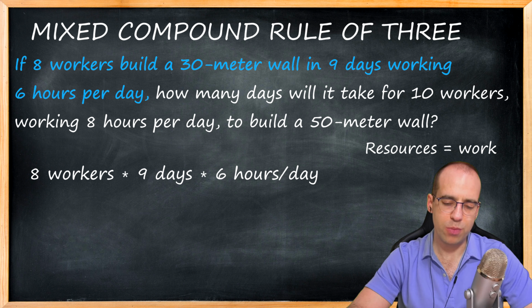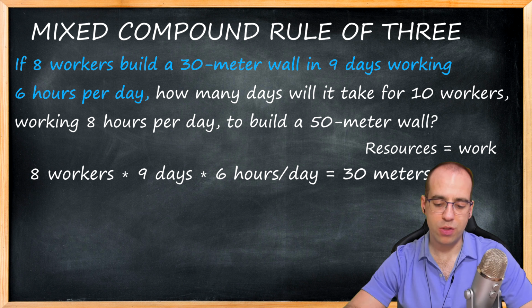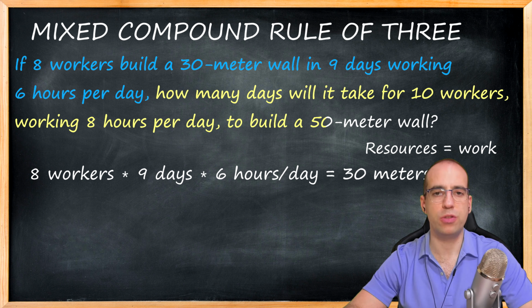Alright, so now we have the proportion of magnitudes for the case described in the statement. Now let's find the proportion of magnitudes for the case in the question. First of all, the question says, how many days will it take 10 workers working 8 hours a day to build a 50-meter wall? Following the same order as the proportion in the statement, do we have workers? Yes, in this case, we have 10 workers.